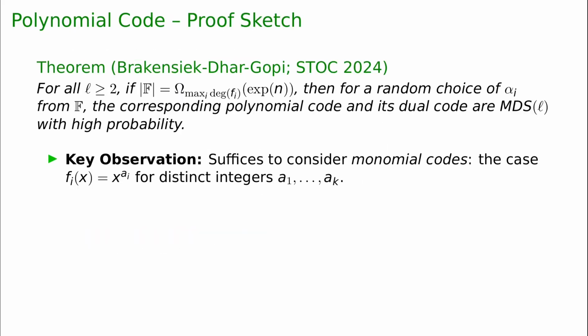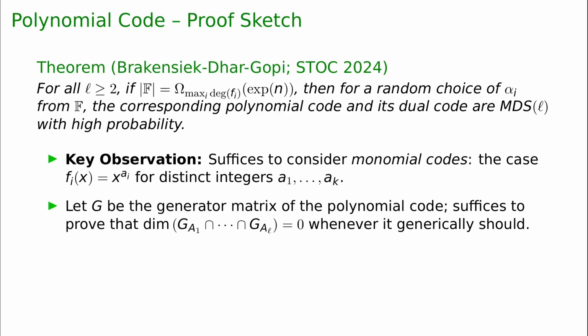A key observation in the proof is that it suffices to consider monomial codes, that is, the case where each polynomial is just a distinct power of x. Note that Reed-Solomon codes are captured in the case that each alpha_i is equal to i minus 1. If we let G be a generator matrix of the polynomial code, it suffices to prove that the intersections of the dimensions is 0 whenever it generically should be.